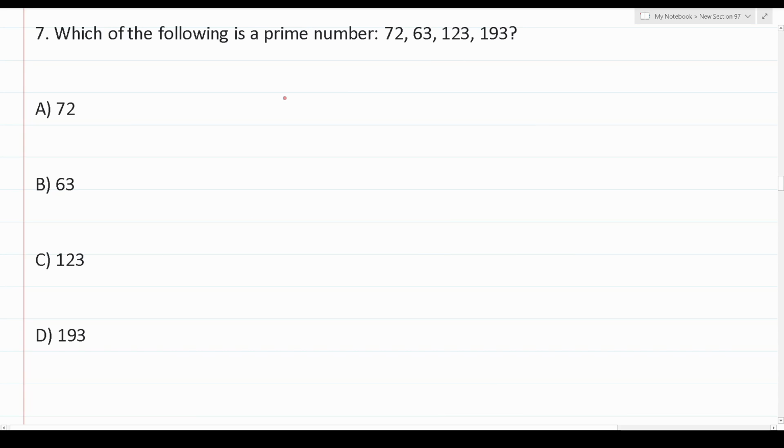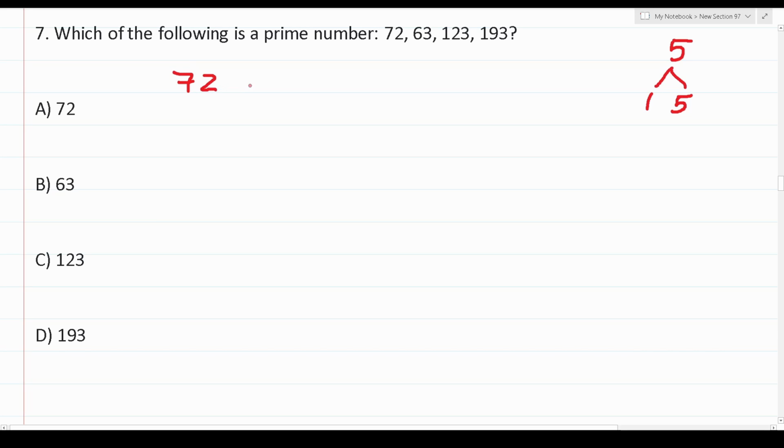All right, so number 7 says, which of the following is a prime number? We have 72, 63, 123, and 193. Just to recap, we say a number is prime if it's only divisible by 1 and itself. So for example, we would say the number 5 is prime because it only has 2 factors, notably 1 and 5, which is itself. Well, how are we going to determine which of these numbers is prime without doing a lot of work here? Well, let me go ahead and show you.